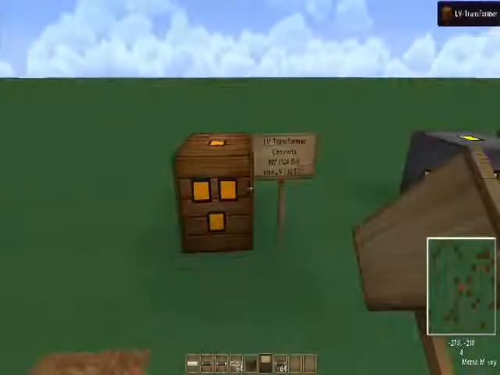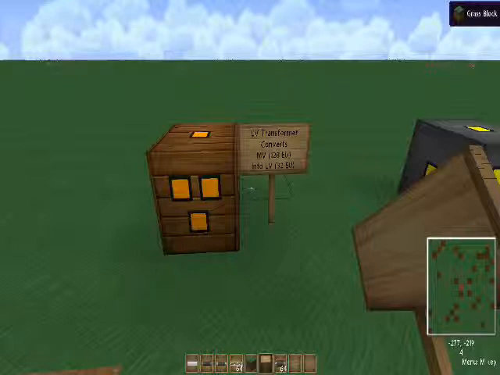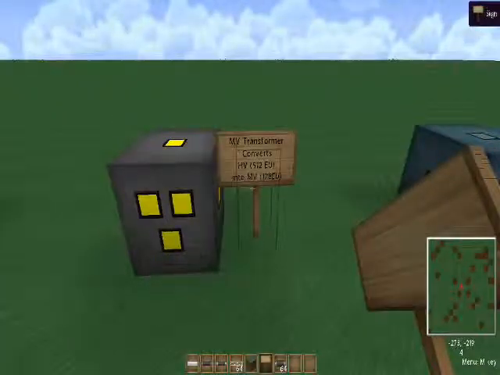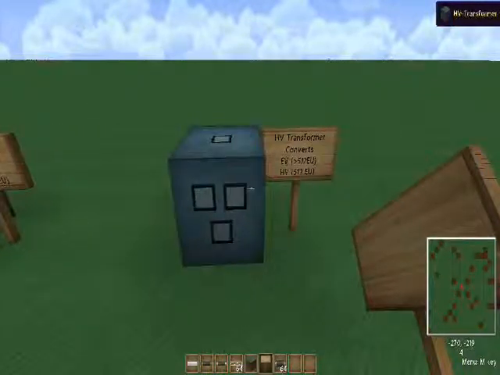Next up we have our transformers. We have the low voltage transformer. It converts medium voltage, which is 128 EU, into low voltage, which is 32 EU. Next up we have the medium voltage transformer. It converts high voltage, which is 512 EU, into medium voltage, which is 128 EU. Last up for the transformers we have the high voltage transformer. It converts extreme voltage, which is anything greater than 512 EU, into high voltage.